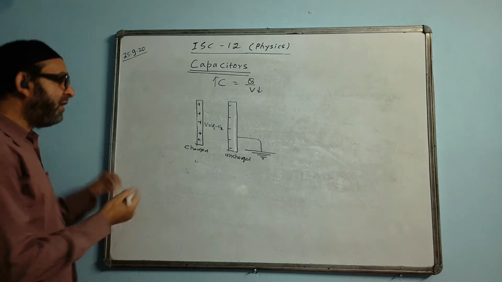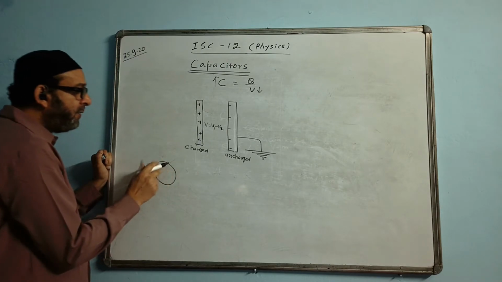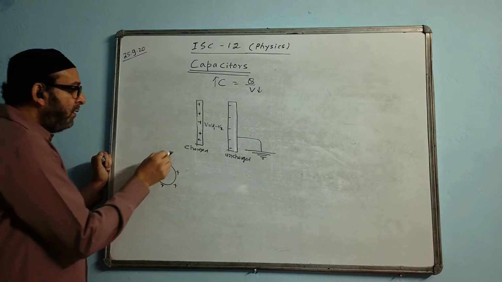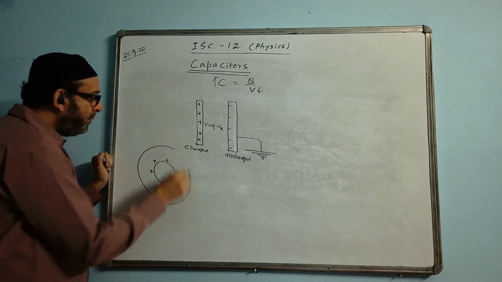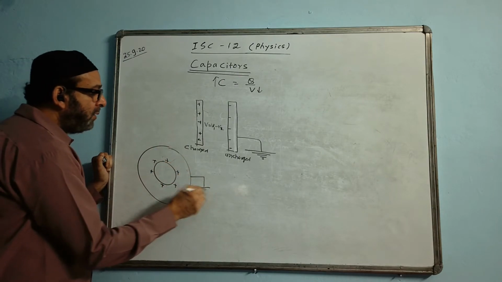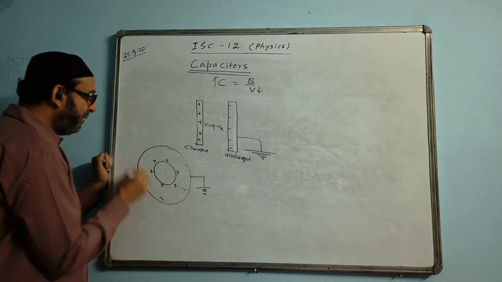Suppose we are having spherical capacitors. Spherical capacitors will be like this. One sphere we take and give positive charge. We'll take another sphere, with the outer portion earthed. This is an uncharged one. When you bring the uncharged one, automatically negative charge will stay here like this.